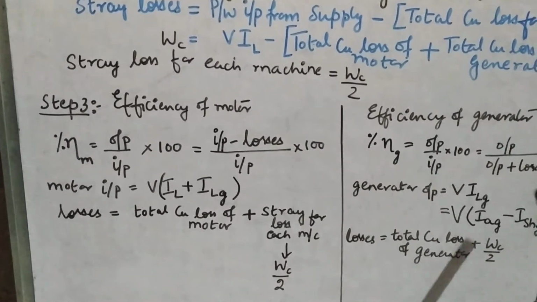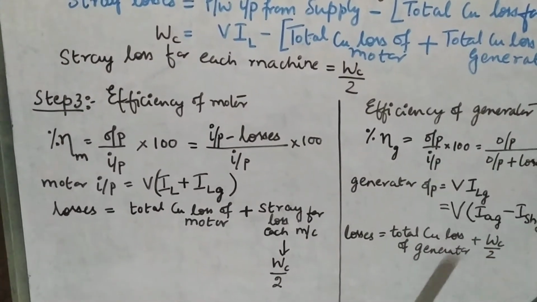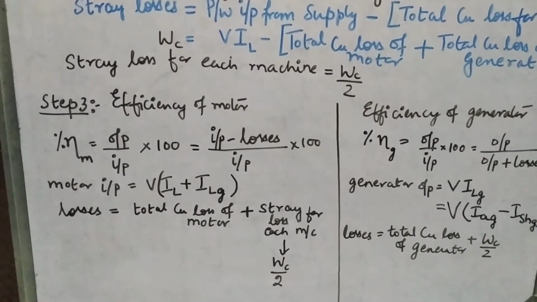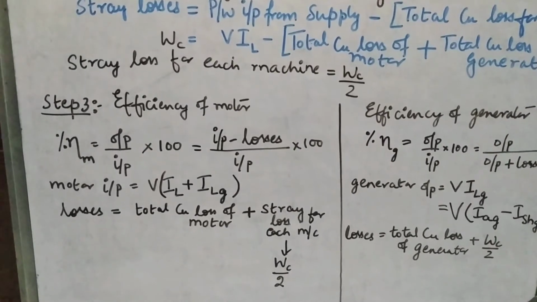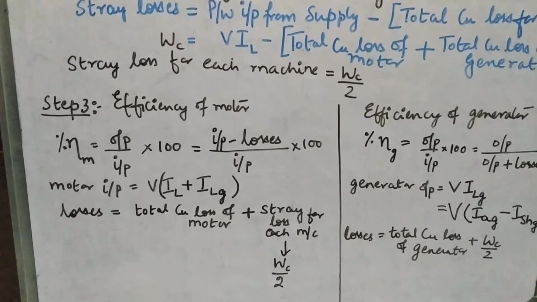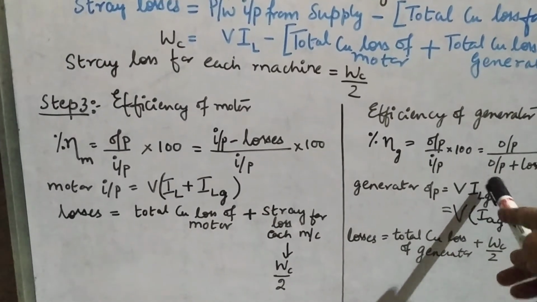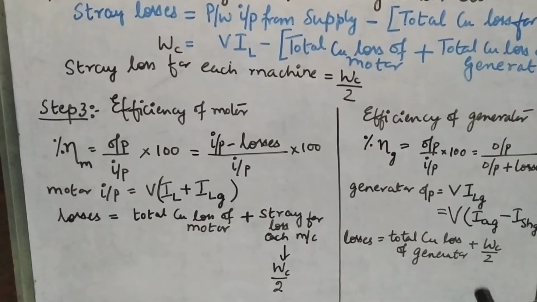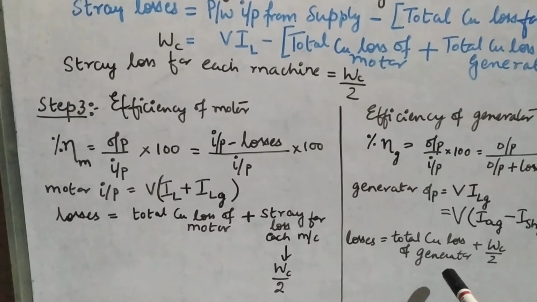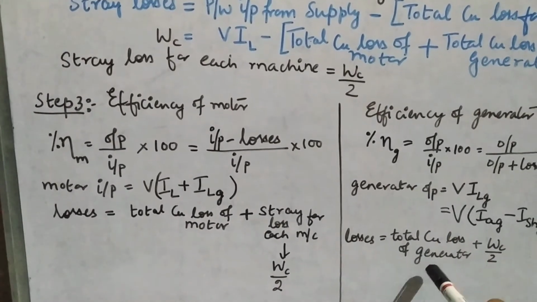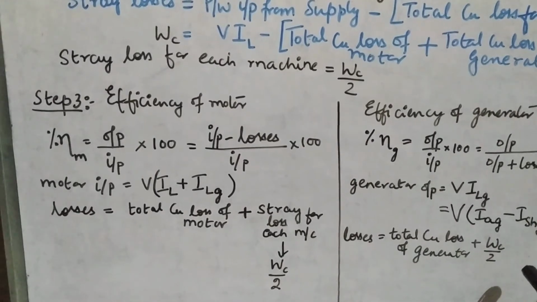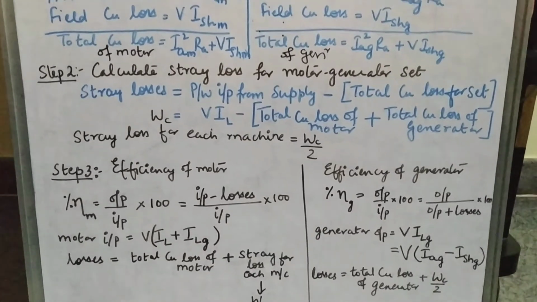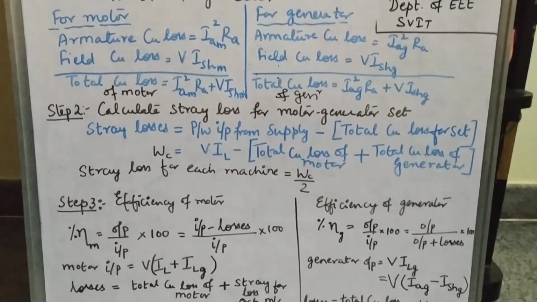The current which comes out is the line current of the generator, which will come when you close the switch. There was a switch which we had discussed in the theory. Once you close that switch, the current coming through that switch is considered as this current. Then the loss is the total copper loss of the generator, that is the variable loss, plus the constant loss, which is WC divided by 2.